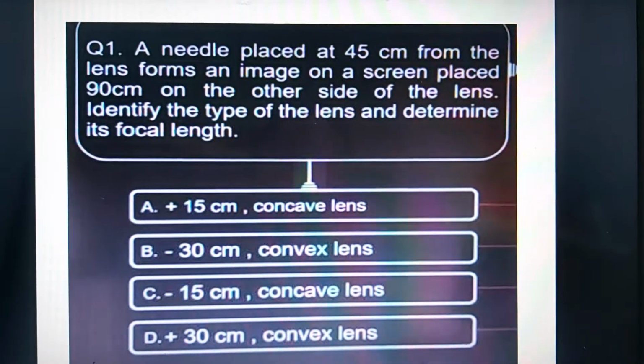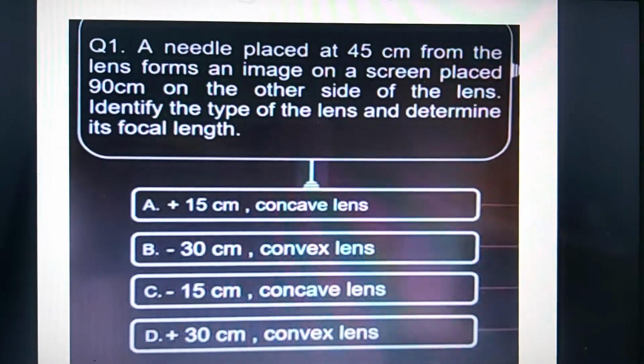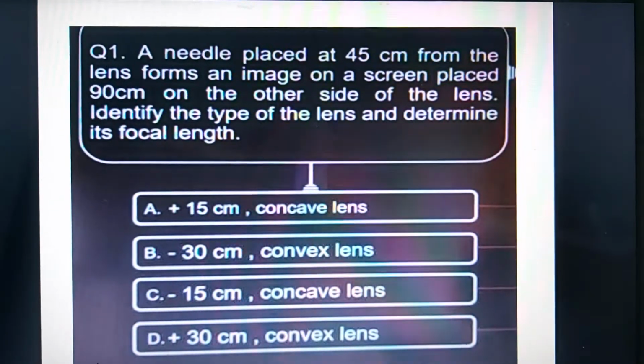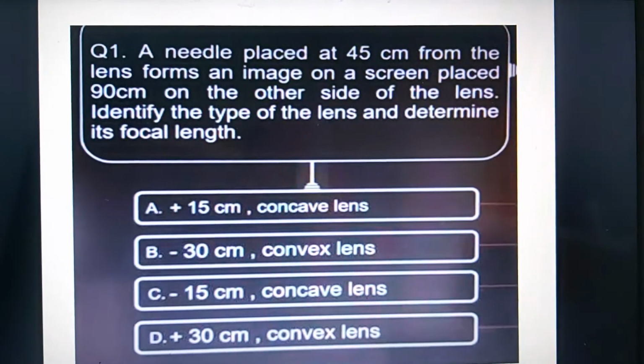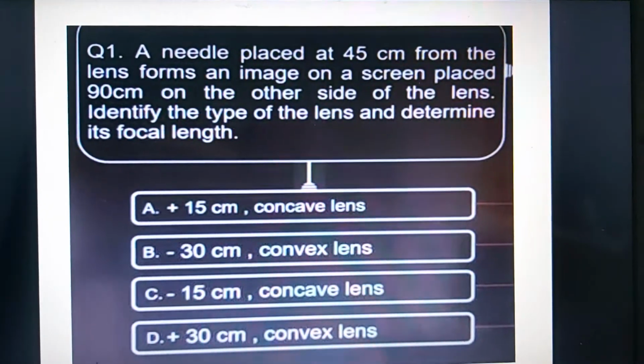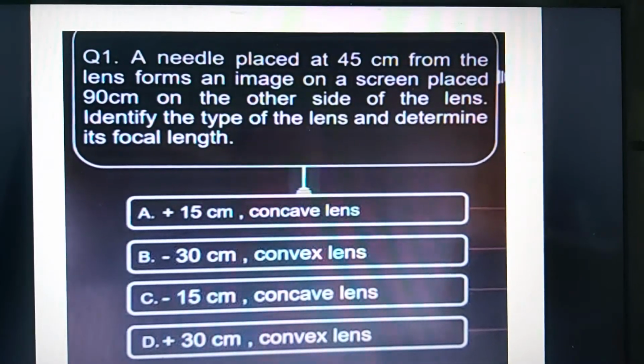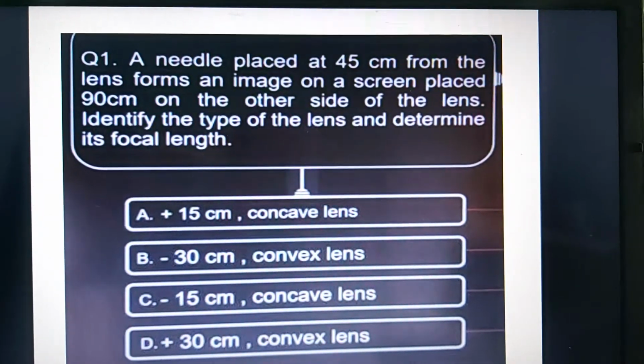Today we will see the numericals. In that we will see question number 1. A needle placed at 45 centimeter from the lens forms an image on a screen placed 90 centimeter on the other side of the lens. Identify the type of the lens and determine its focal length.